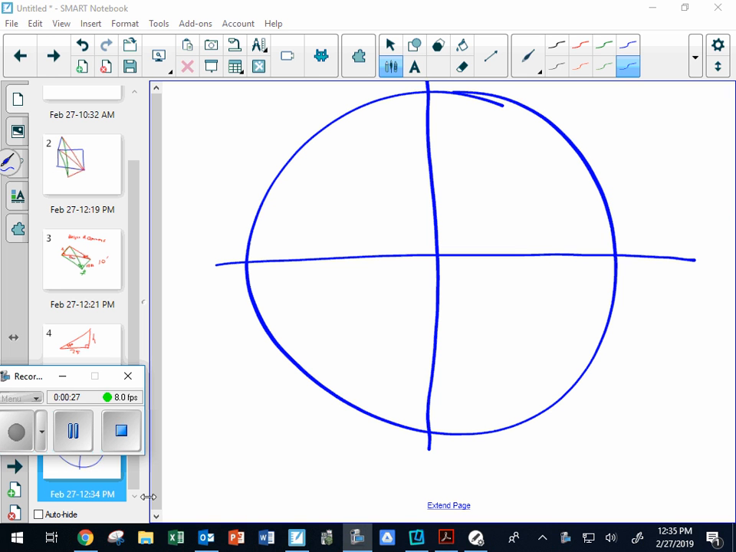But the first thing I think is, where's 1 pi over 4? Because if I want 5 pi over 4, it's like this.